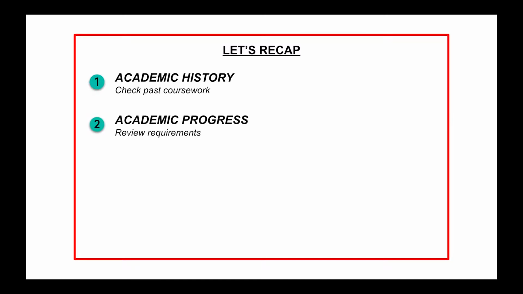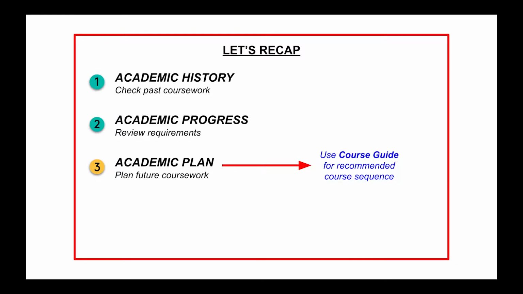We covered a lot of information, so let's recap. First, your academic history is a tool that you can use to check past coursework. Second, your academic progress is where you can review program and degree requirements. Third is your academic plan, where you can plan future coursework in conjunction with your course guide, which lists a recommended sequence. And finally, you can go on step 6 of the Key Steps Bulletin to do any registration changes and to view your current registration.